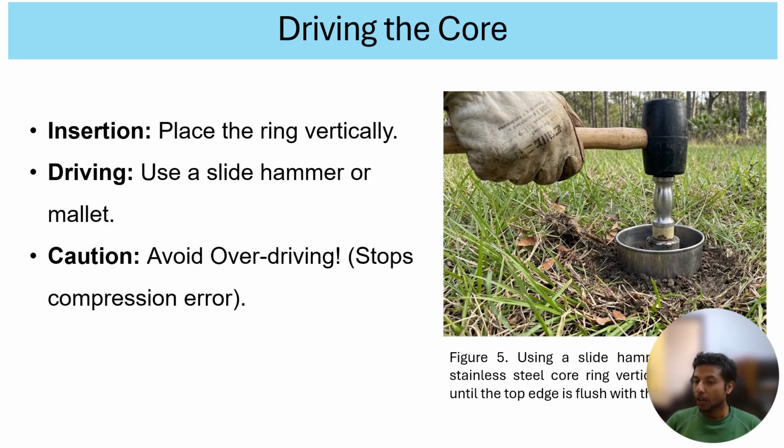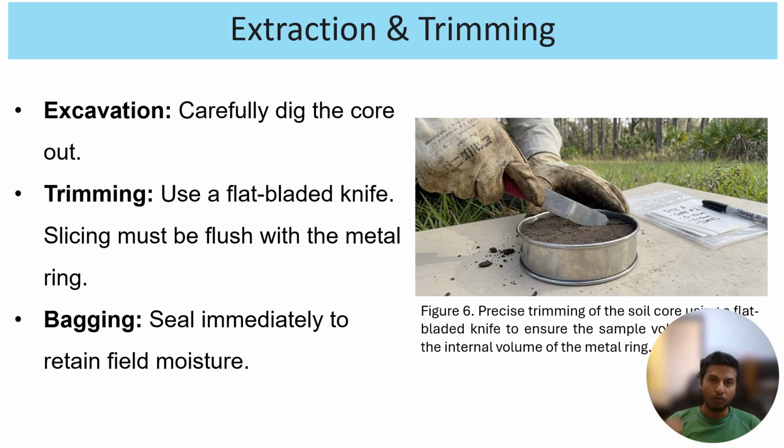Well, this is the point where one should be very careful while driving the ring or the core down. Once the core or ring is driven down, then we go for the next step, that is extraction and trimming. Once the ring is driven flush with the ground, step 3 is the extraction and trimming. At this point, we want to take the shovel or the trowel and carefully dig around the side of the ring so that we can lift the ring without losing any soil from the bottom.